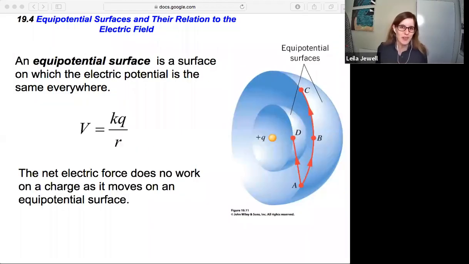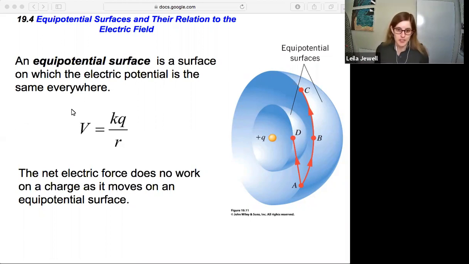Section 19.4, equipotential surfaces and their relation to the electric field. So what is an equipotential surface? It's a surface on which the electric potential is the same everywhere along that shape that you can trace out.